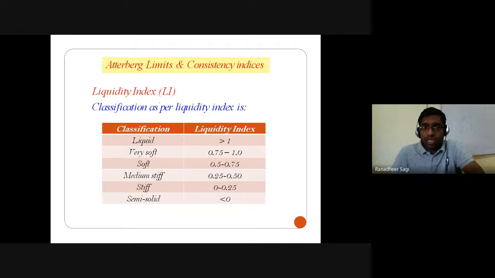As I mentioned, based on the liquidity index values that you obtain, you can classify the condition or the consistency characteristics of that particular soil as a liquid material, a very soft material, a soft material, a medium stiff, or semi-solid. So depending on the liquidity index of the soil, you can go on to understand that.